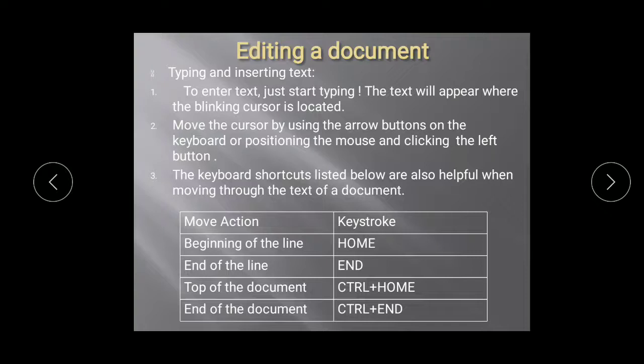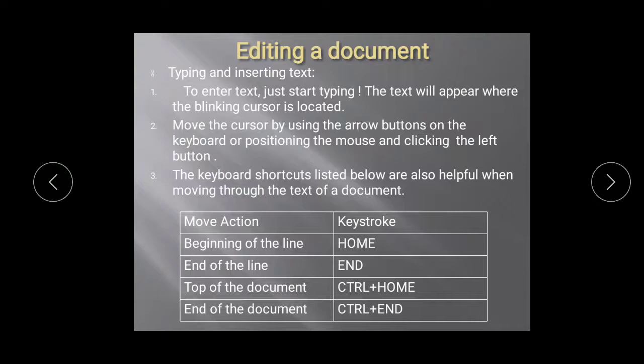Keyboard shortcut lists below are also helpful when moving through the text of a document. Whenever we are viewing or editing the document, these shortcuts can be helpful. First, the beginning of the line. After every typing, when you want to go to the start of the line, you can press the Home button. When you want to go to the end of the line, you can press the End button.